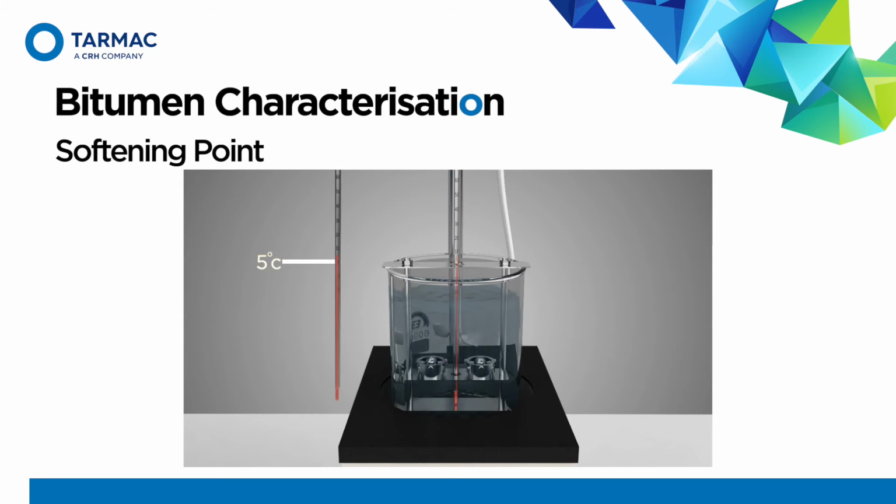The second one is the softening point, available in EN 1427. Softening point is defined as the temperature at which a bitumen sample can no longer support the weight of a 3.5 gram steel ball.